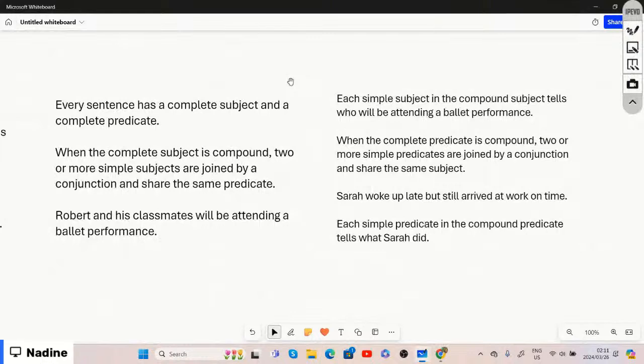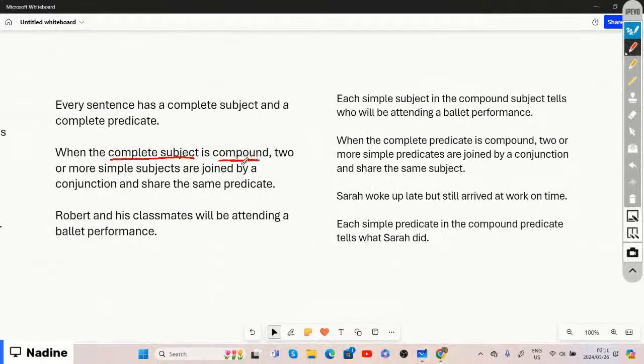And when the complete subject is compound, so we have simple subject, simple predicate, but now when the complete subject is compound, it means two or more simple subjects are joined by a conjunction and they share the same predicate. One simple subject tells us who or what is doing something, as well as the action.